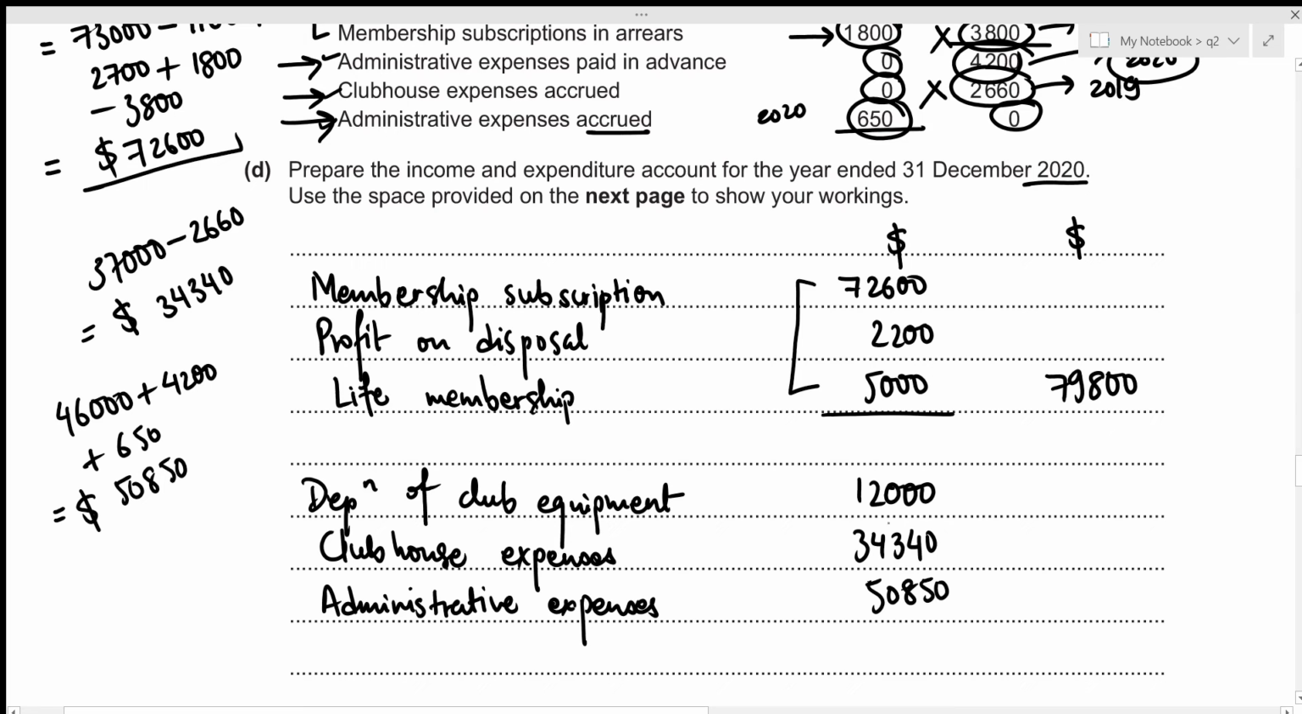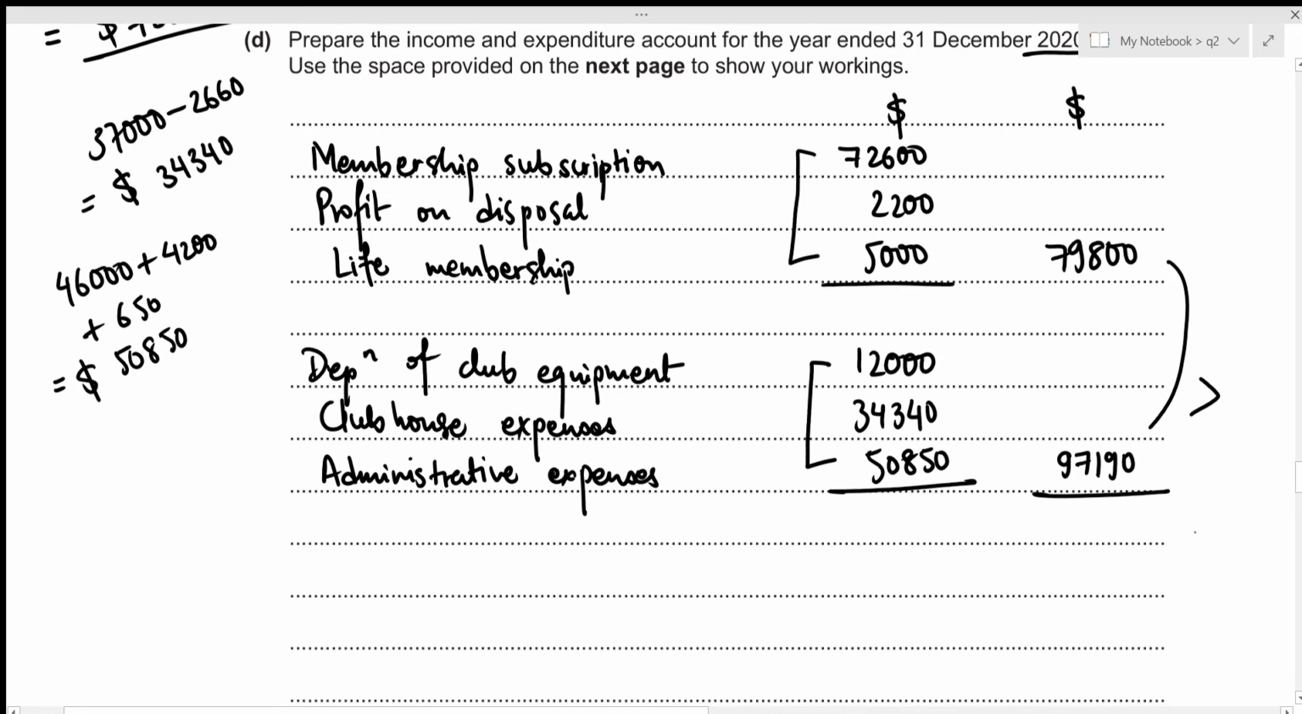Now these are all of our expenses, so we can just figure out the total by adding these three amounts. That's 12,000 plus 34,340 plus 50,850, which results in 97,190. So we can clearly see that expenses is greater than our income, right? Which means that it will result in a deficit.